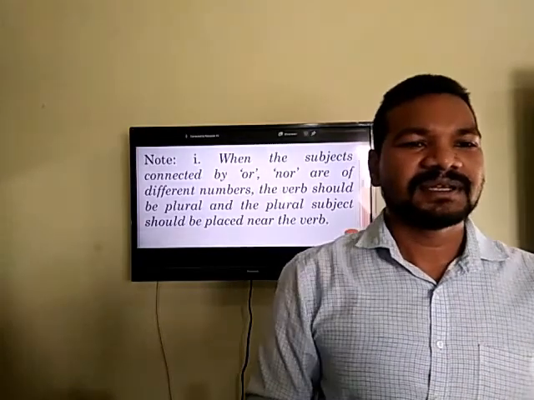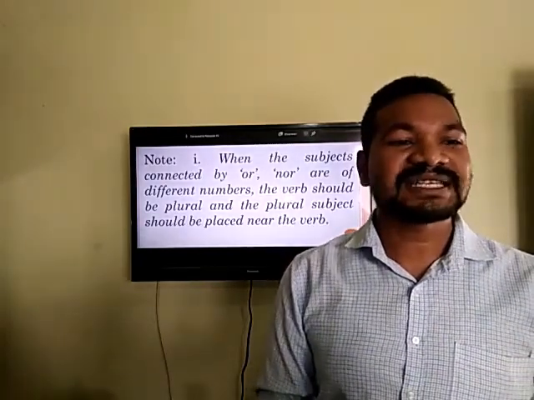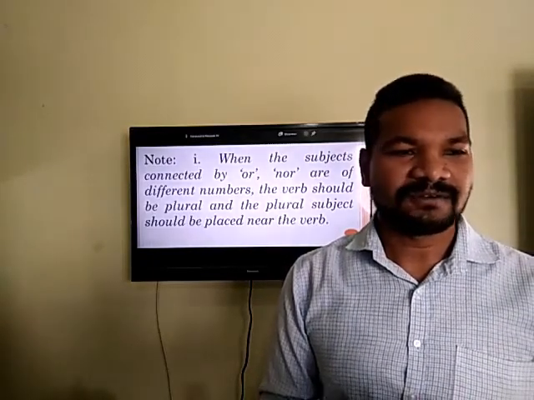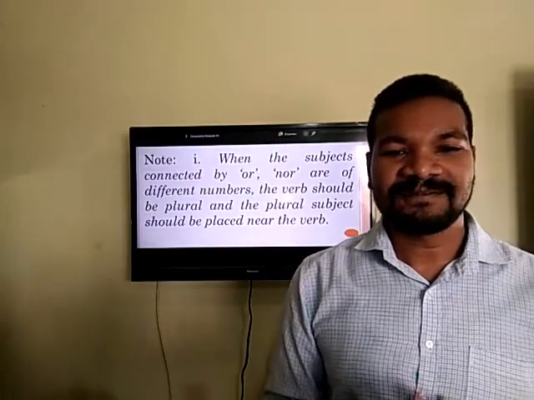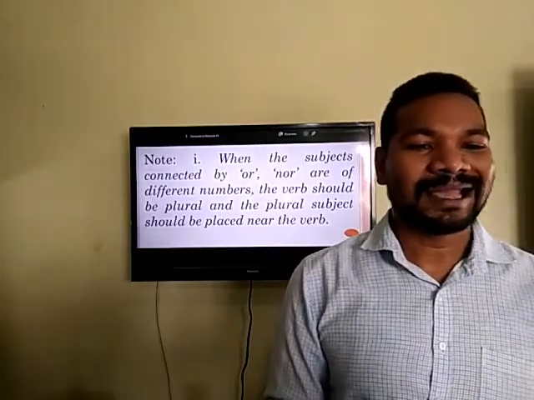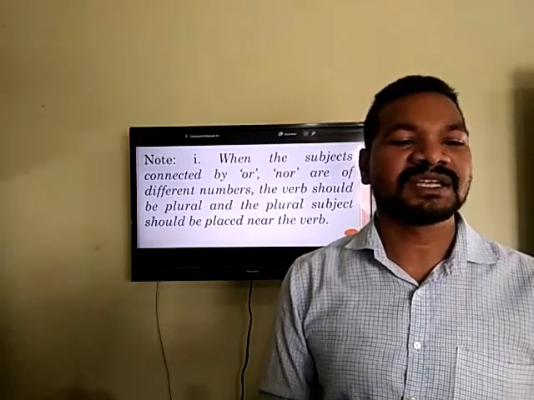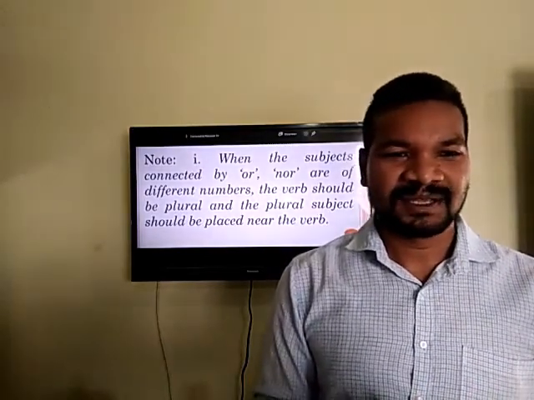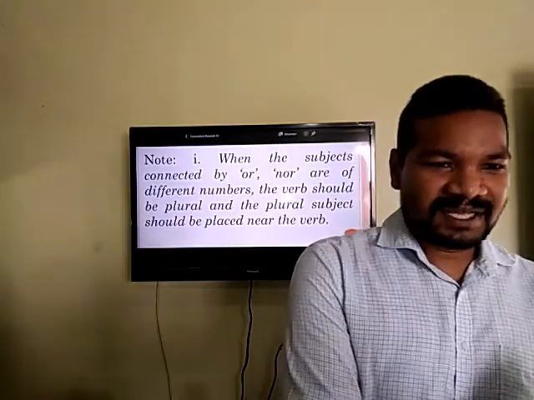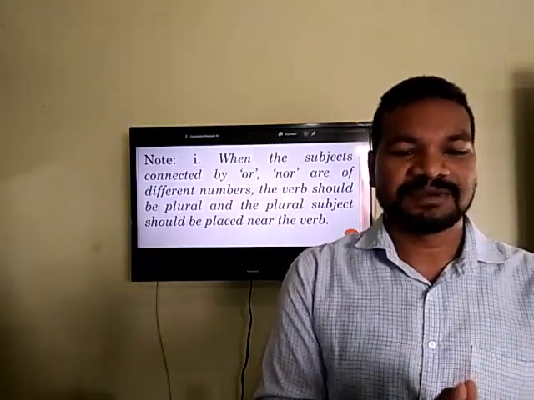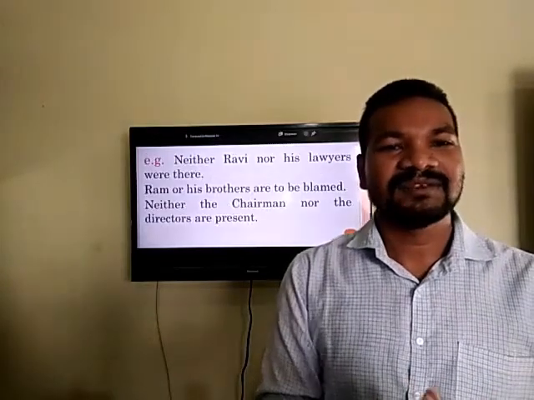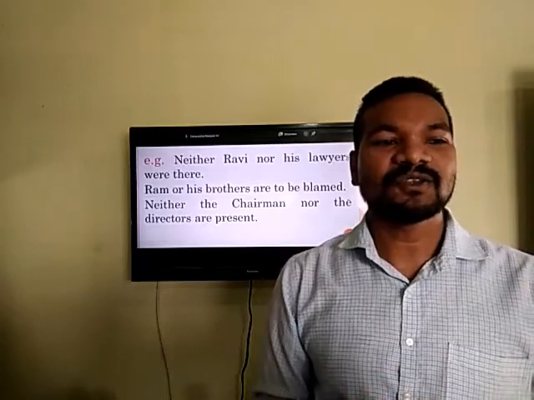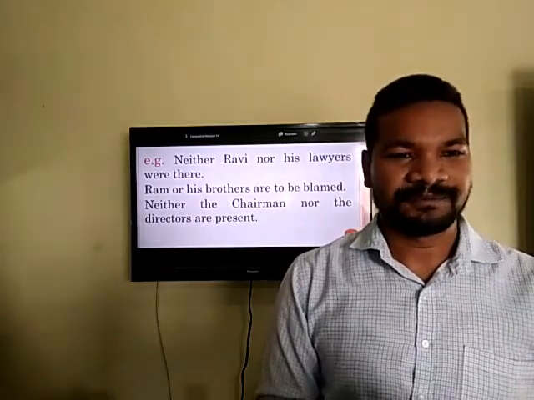Then let's see. When the subjects connected by "or" or "nor" are of different numbers, the verb should be plural and the plural subject should be placed near the verb. Already we have seen the last rule, so here is the exception. Let's see the example and then we will understand. Neither Rabbi nor his lawyers were there.